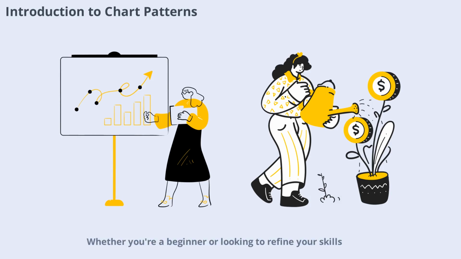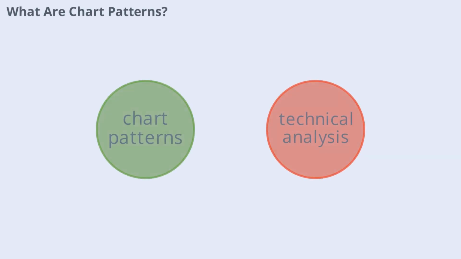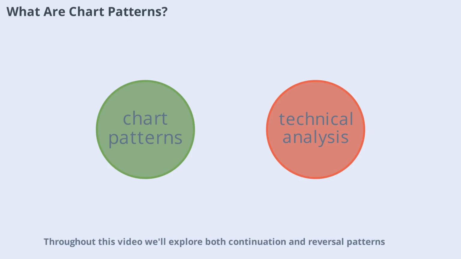Whether you're a beginner or looking to refine your skills, understanding chart patterns can give you a significant edge in the markets. Chart patterns are specific formations created by the movement of asset prices on a chart. These patterns are used by traders and investors to forecast future price movements based on historical data. By recognizing these shapes, you can anticipate whether a stock is likely to continue its trend or reverse direction. Chart patterns are a key part of technical analysis, which focuses on price action rather than company fundamentals. Throughout this video, we'll explore both continuation and reversal patterns, helping you understand when to buy, sell, or hold.